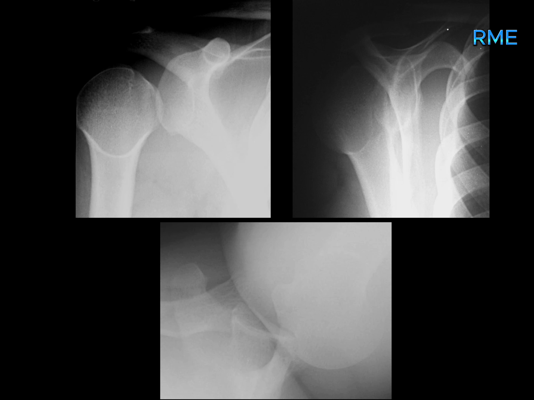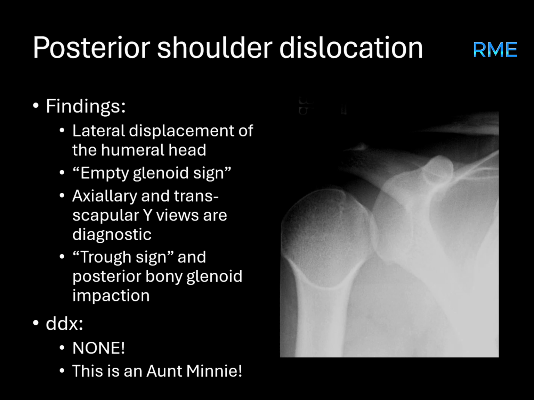What abnormalities can you identify in this image? Here we see lateral displacement of the humeral head with the empty glenoid sign. This is indicative of a posterior shoulder dislocation. Differential diagnoses include none, as it's another Aunt Minnie.